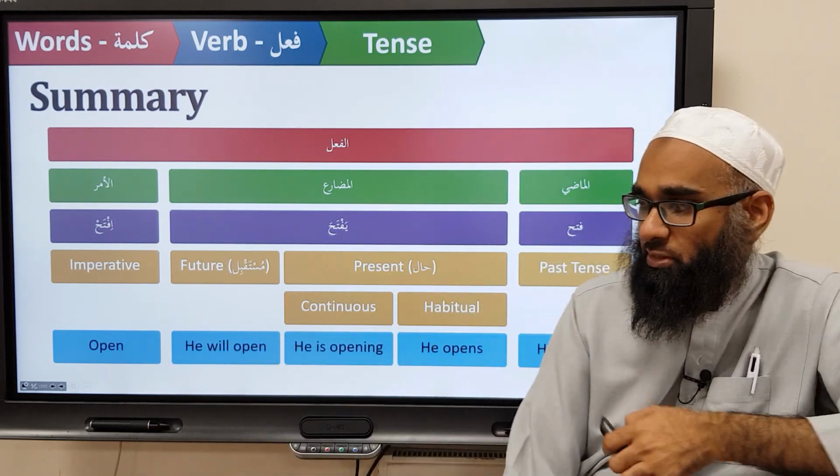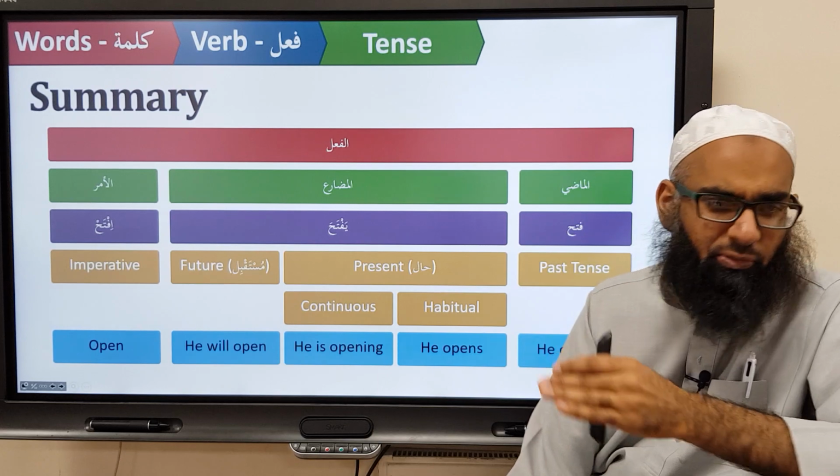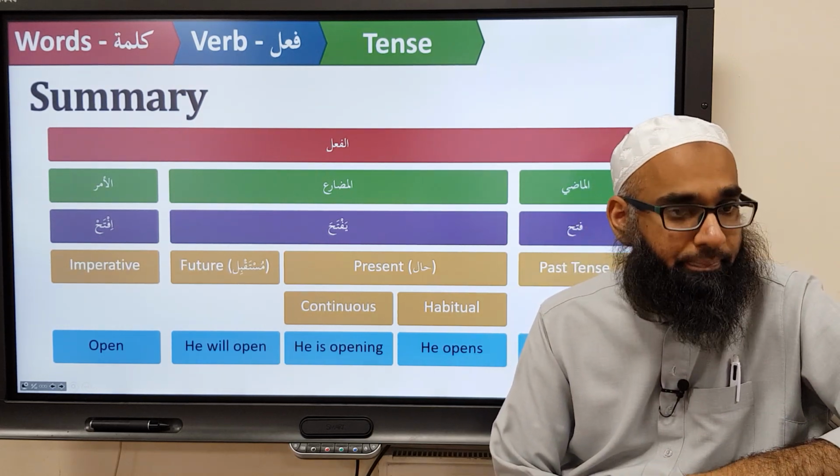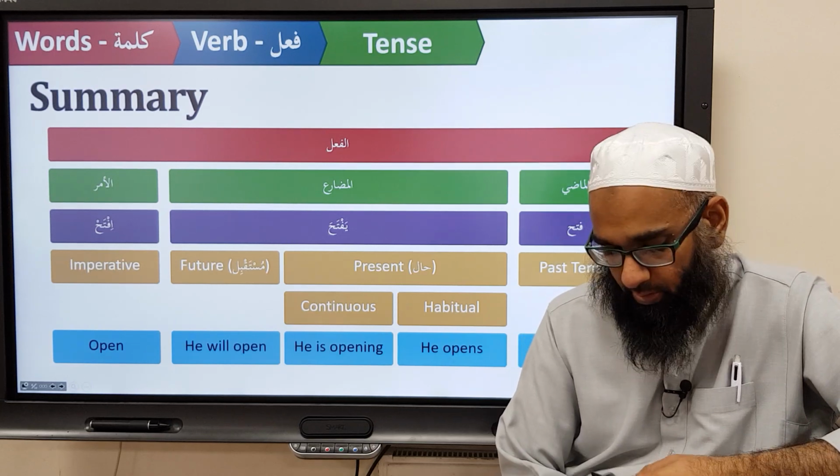So these are the tenses of the Arabic verbs, and we've done this before in our earlier steps of Sarf. This is a recap. Yes? Any questions regarding this? Okay.